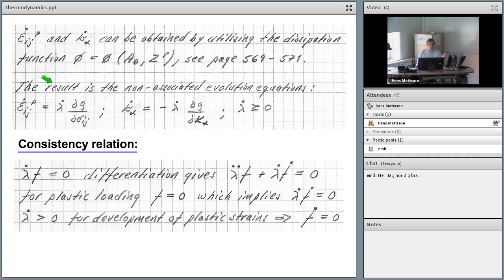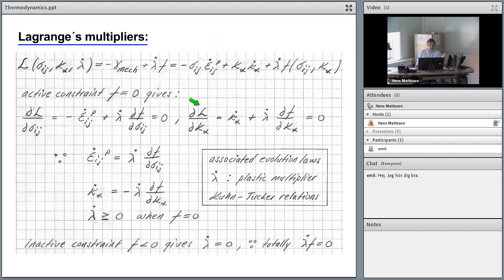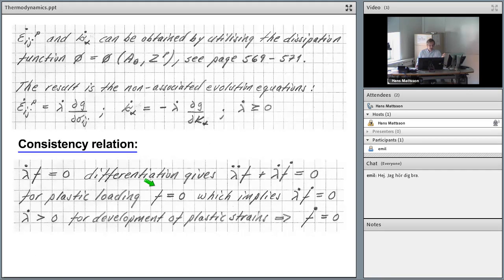The result gives the non-associated evolution equations. So here we see the flow rule for non-associated plasticity, which we get from this theory, also based on thermodynamics. And this expression depends on the potential function instead of the yield function, as we have in associated plasticity.